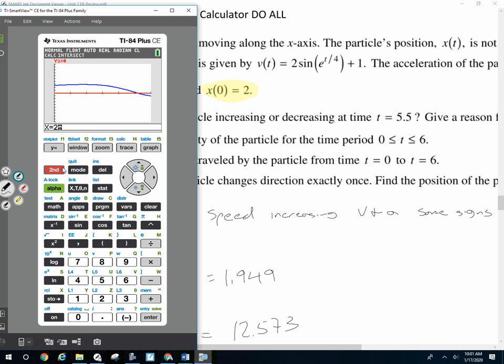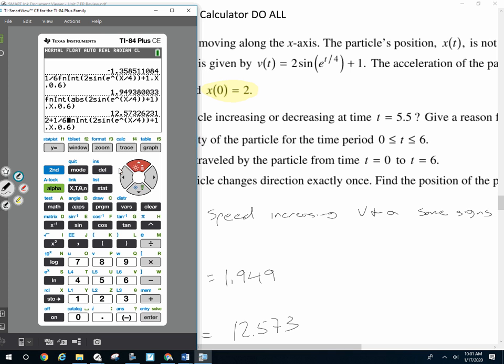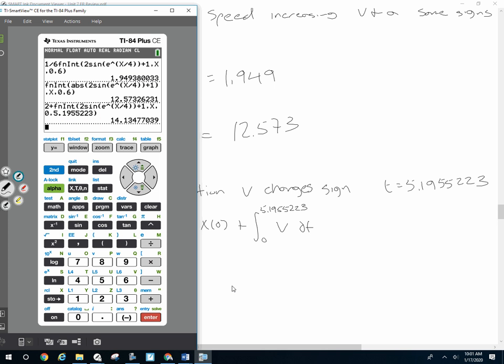So I will have negative 2 plus, I'm going to go back here, the integral of 2 sine e to the x over 4 plus 1 with respect to x from 0 to, this is where our number comes into play, 5.1955223. Close that. Enter. 14.134. Sweet.